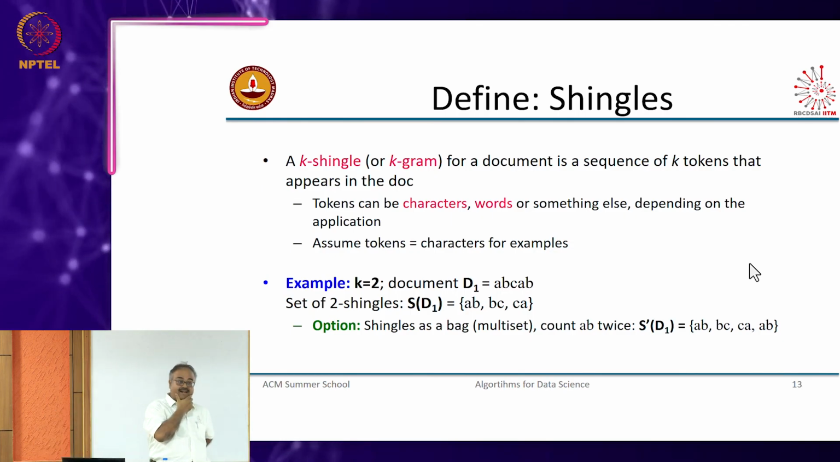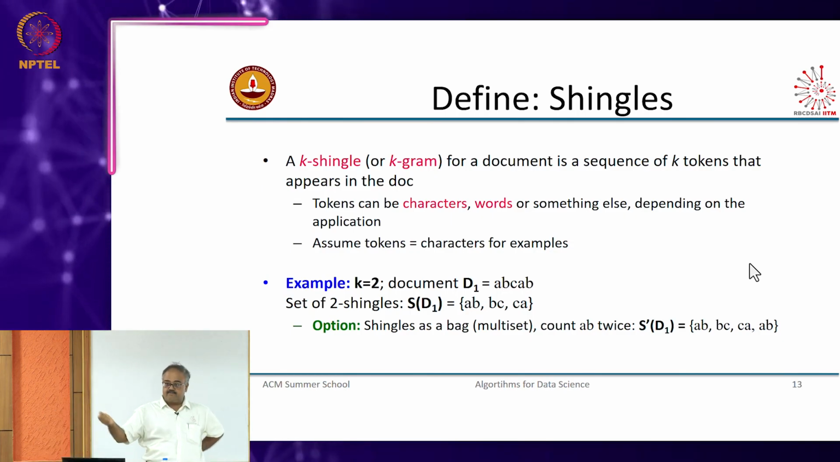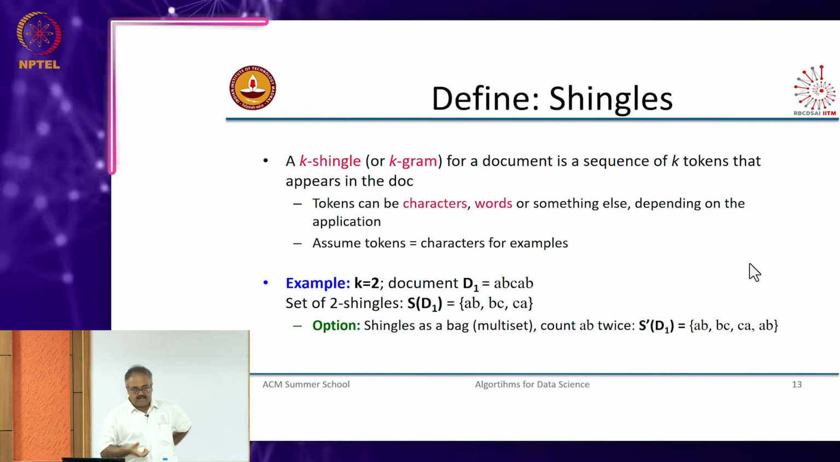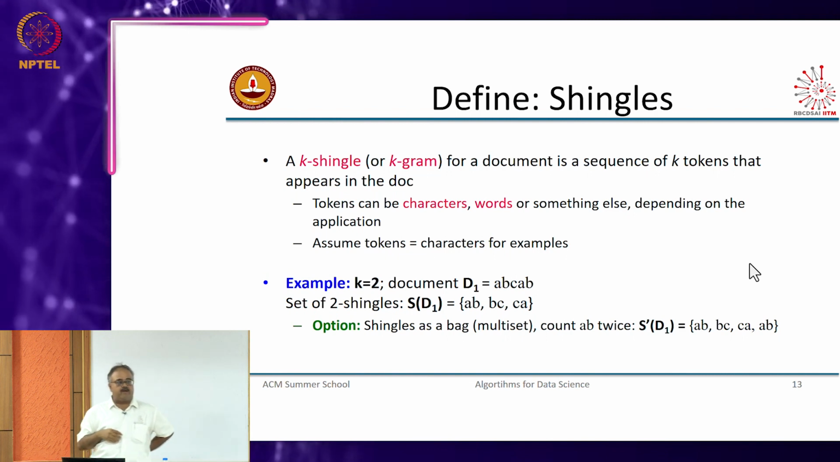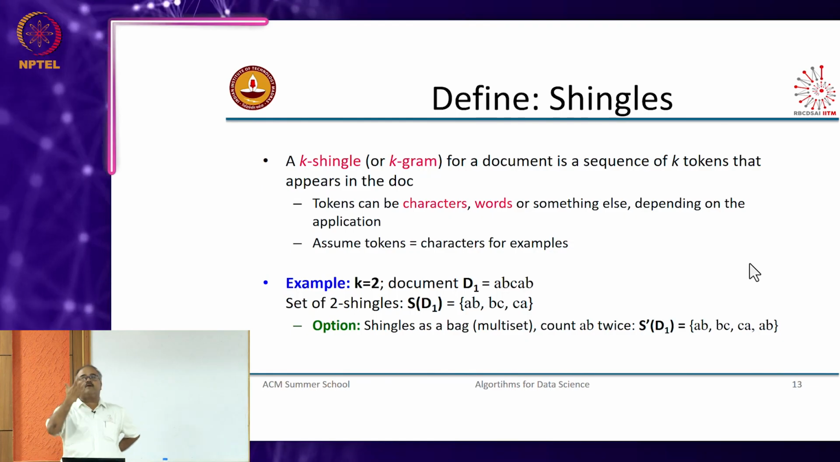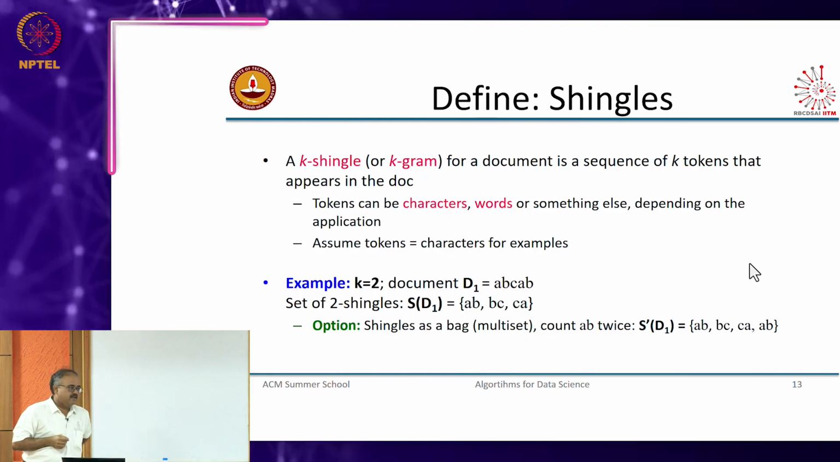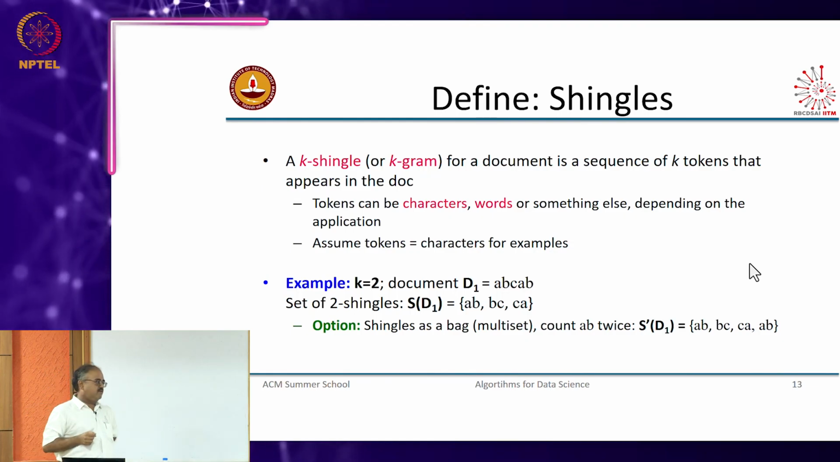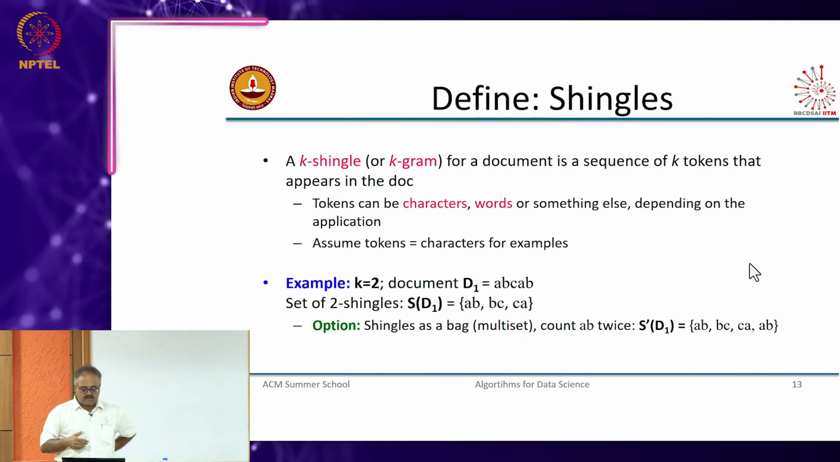It could be just character tokens, could be word tokens, or whatever else you want, depending on what application you are looking at. I mean, if you want, you can even try to shingle an image. It could just be a sequence of pixels and things like that. So here is an example.